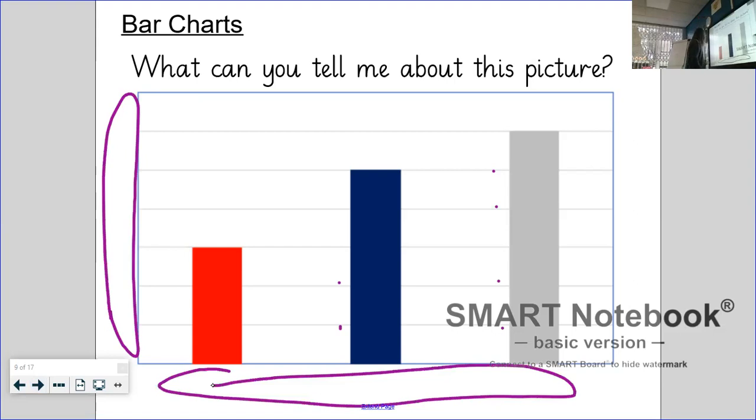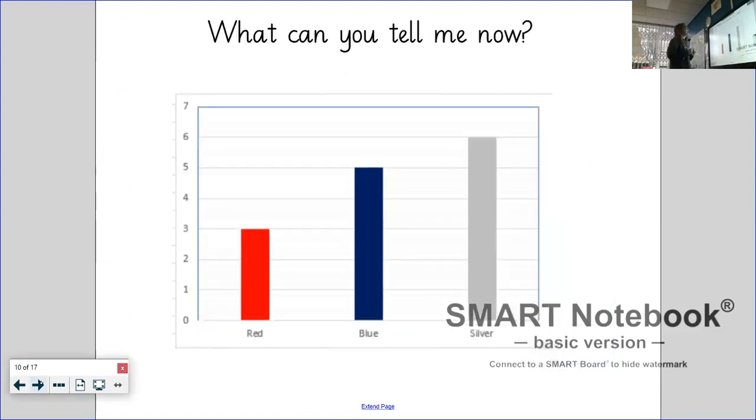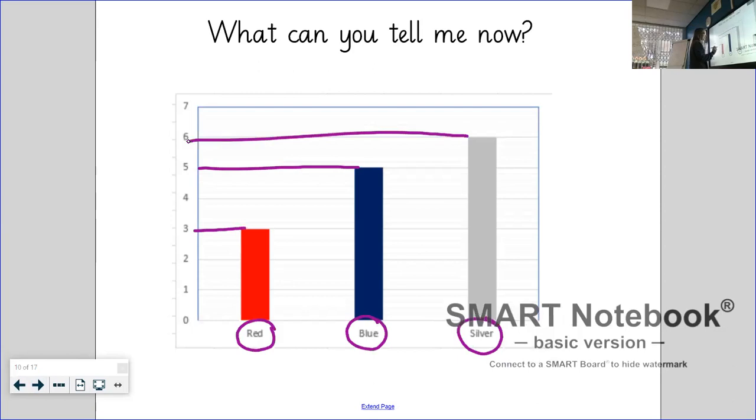So let's keep going. Let's see if we can add some. What could you tell me now? So we now know that this means red. So this bar is red. This bar is blue. This bar is silver. This is for 3. That goes for 5. And that is obviously representing 6.